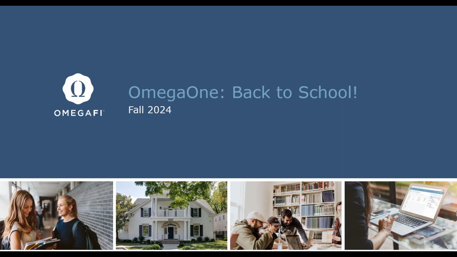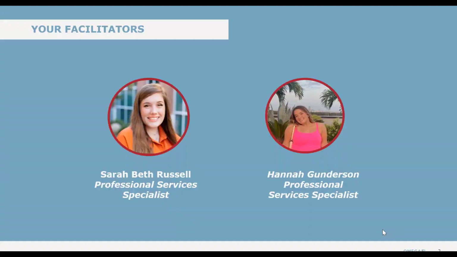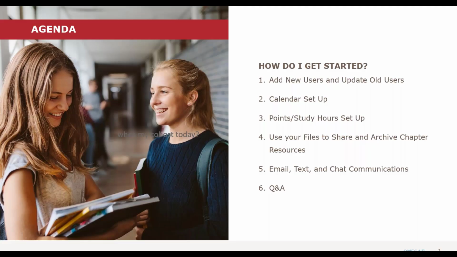But we will go ahead and get started today with our agenda. So for fall, how do we get started? The things we're going to go over today: adding new users and updating old users. Fall is for a lot of people when they bring in new members, so we'll go over how to update that. We'll also look at calendar setup. Normally, fall can be pretty busy with a lot of different events, so how to set up the calendar and all the things that interact with that.